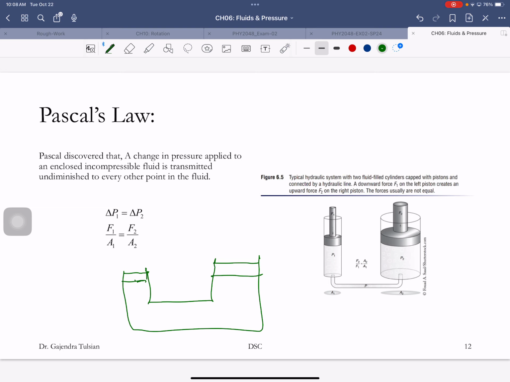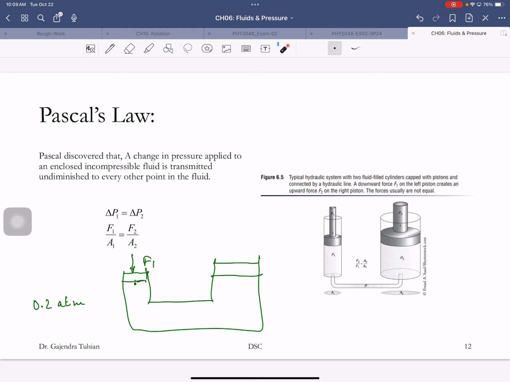And let's say you push on this fluid. So what did you do? You increase the pressure at this point. Okay. So let's say you increase the pressure by 0.2 atmospheres there. What Mr. Pascal realized was if you increase the pressure at one point by 0.2 atmosphere, at every point you've increased the pressure by 0.2 atmospheres.